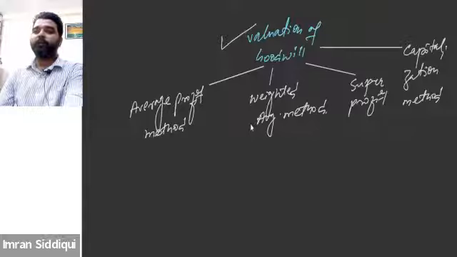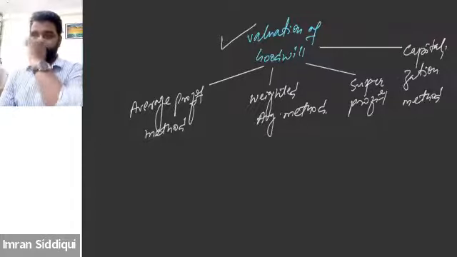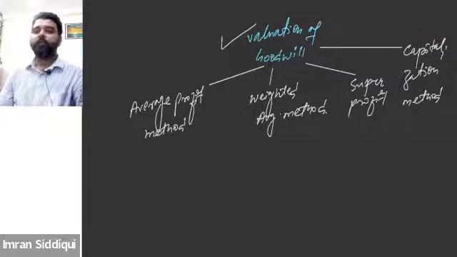There are primarily 4 methods: average profit method, weighted average method, super profit method, and capitalization method. I'm sure that all of you remember that the capitalization method is further divided into 2 parts, right? How many methods are under the capitalization method? 2, and which are? Capitalization of average profit and capitalization of super profit. Correct. Right now in our class, we were discussing the average profit method.